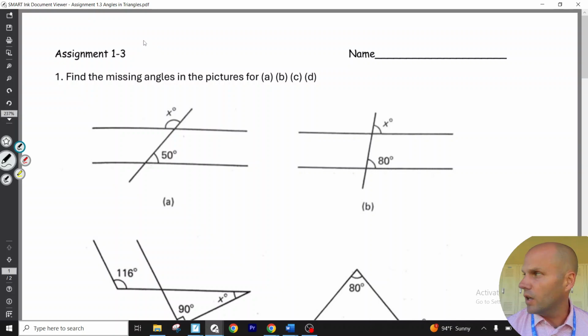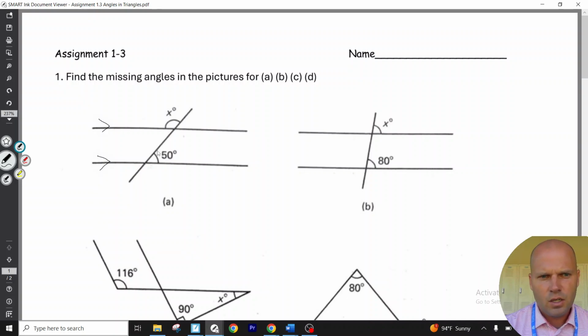Assignment 1.3, all about angles and parallel line situations and all about angles and triangles, okay? Our first situation gives us both. So, 1A, we can see two lines that are parallel cut by a transversal. We talked about in this situation, there are 8 angles created. However, if you know one of the angles, you know all of the rest of the angles.